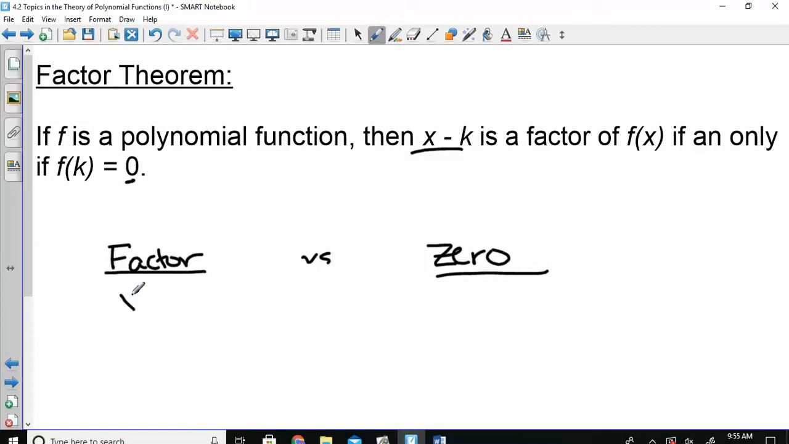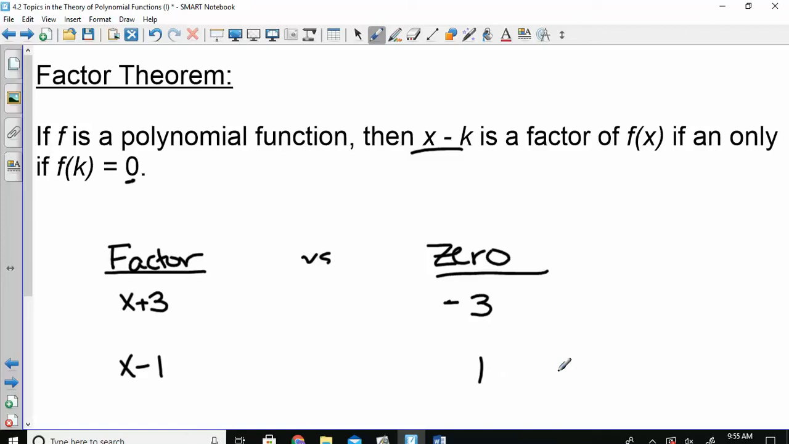When I say factor, that's like x plus 3. The 0 would be what? It's like saying what makes x plus 3 equal 0? Negative 3. A factor has an x with it. A 0 is just a number. So if x minus 1 is a factor, what's the 0? 1. Okay.